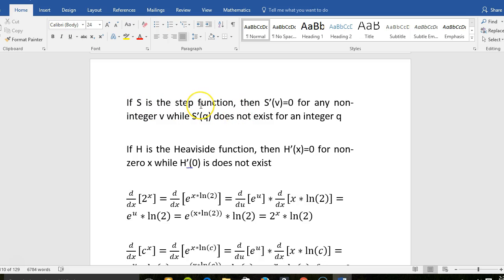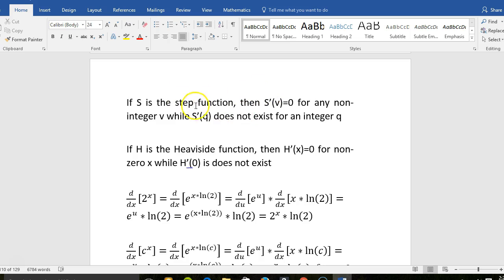Remember, for example, if you got 4.99, s of 4.99 is 4, because 4 is the biggest integer that is smaller than 4.99. When I say biggest, I mean most positive. So 4 is the most positive integer that is less than 4.99, so s of 4.99 equals 4. However, s of 5 equals 5, because when you get the integer itself, you just define s of that integer to equal that integer. So even though s of 4.999999 equals 4, s of 5 equals 5.